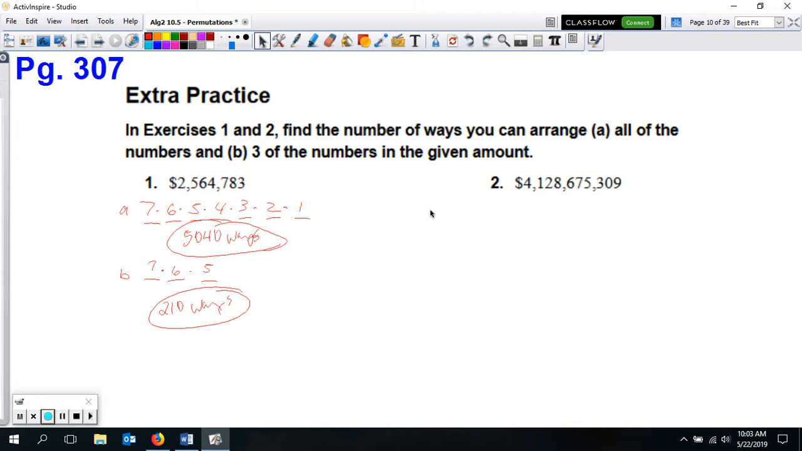Go ahead and pause the video real quick, and try number 2. Do the same thing for number 2. You have a few more numbers on this one, but it's done the same way. Alright, so hopefully you've done number 2 and you got a couple answers for that.